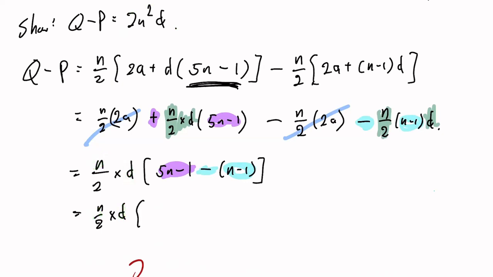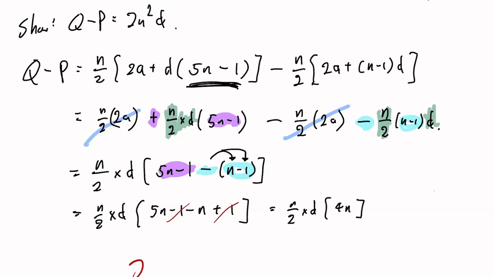Continue simplifying: 5n minus 1 minus n minus 1. So 5n minus 1 minus n plus 1 after you open up the bracket. Is that clear? Simplify a bit more, you get n over 2 times d multiplied by 5n minus n, which is 4n, minus 1 plus 1, minus n plus 1 becomes 0. Clear so far?